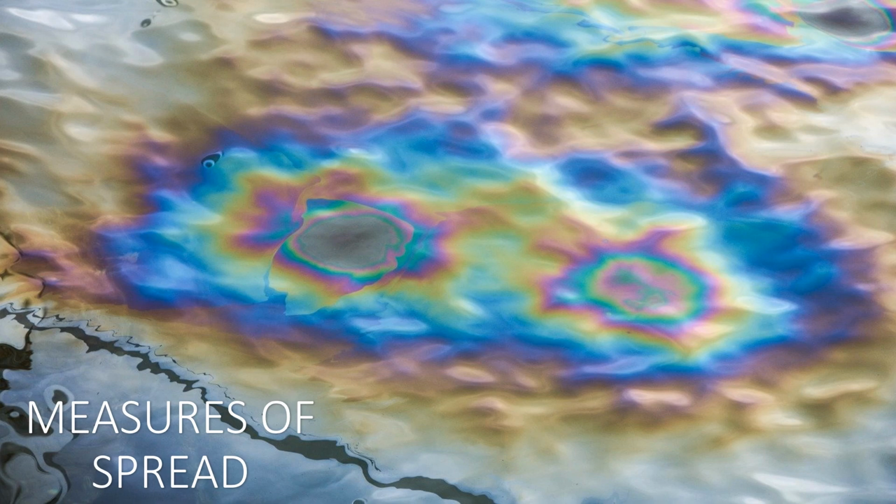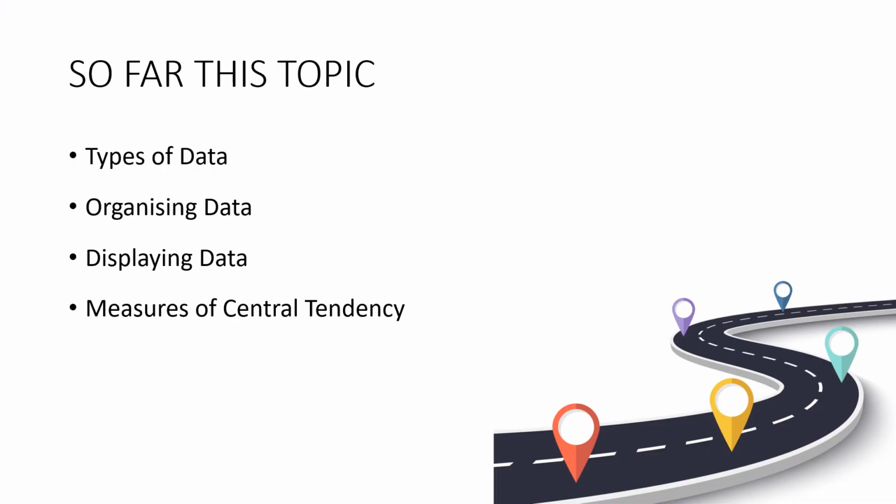Hi Year 12, this is our fourth lesson for the topic of single variable statistics. In this lesson we're going to look at measures of spread. So far this topic we've covered types of data, organising data, displaying data and measures of central tendency.